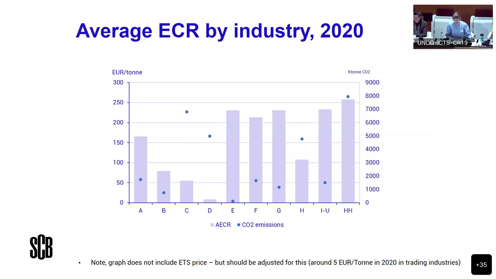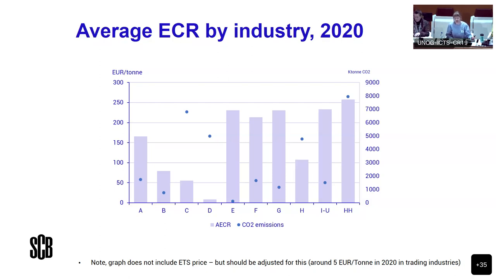So for example, if you look at NACE C, the manufacturing industry, we see that the average price is around 50 euro per ton, but they also have a high impact on total emissions, so around 7,000 kilotons of carbon dioxide. And we can take households at the right end as another example. They contribute even more to total emissions, around 8,000 kilotons of carbon dioxide, but they have a way higher average ECR, above 250 euro per ton. And also, again, please note that this does not include the ETS price.